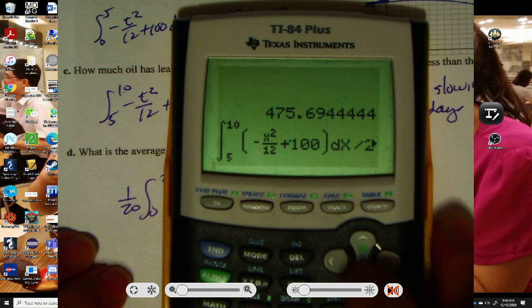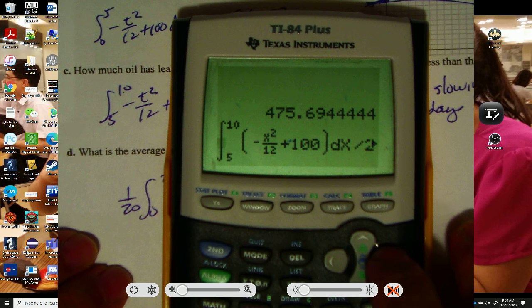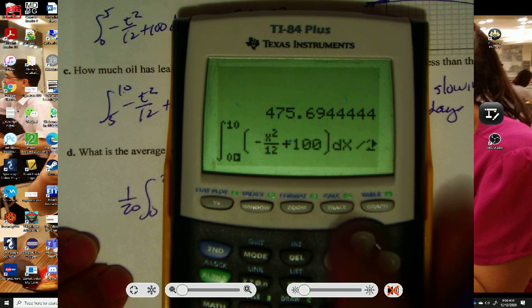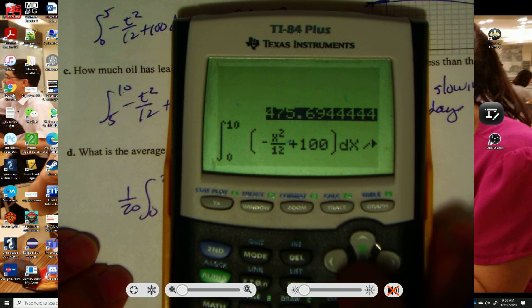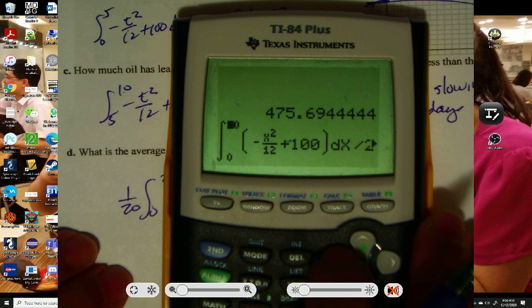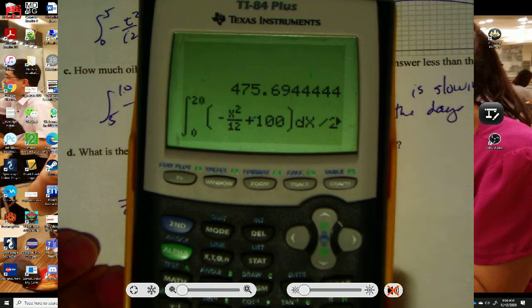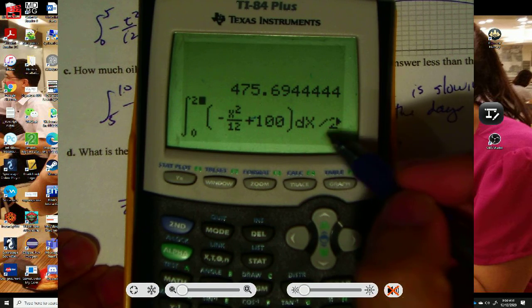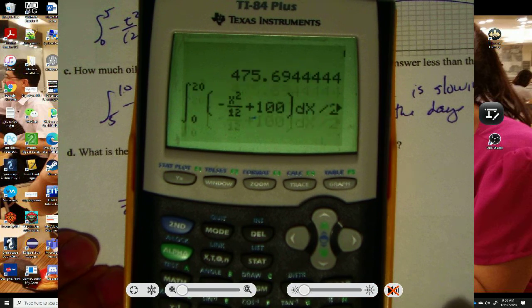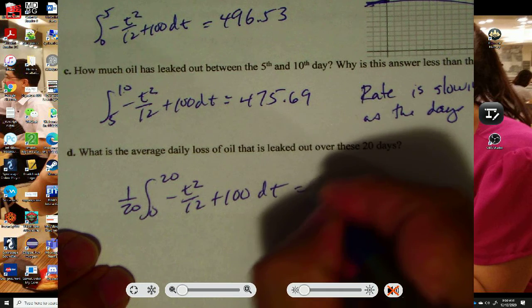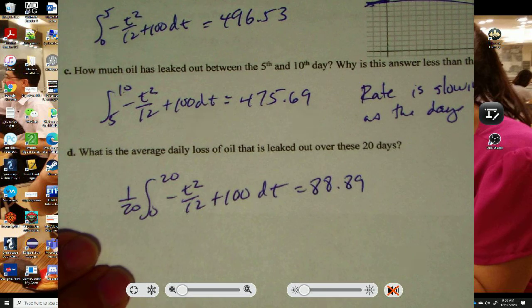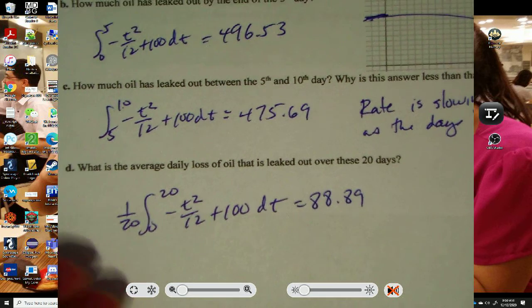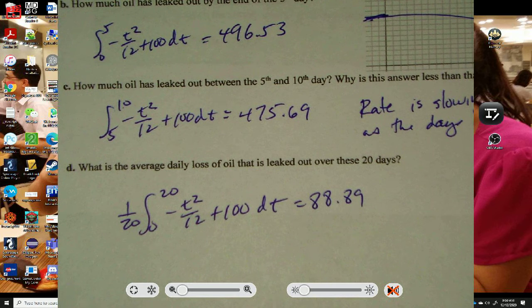Oops, computer just blacked out. Okay, from 0 up to 20. Note, I did put that divided by 20 down here. Now press enter, and I got 88.89. So that's it. That's D. Okay, let's go ahead and close that out.